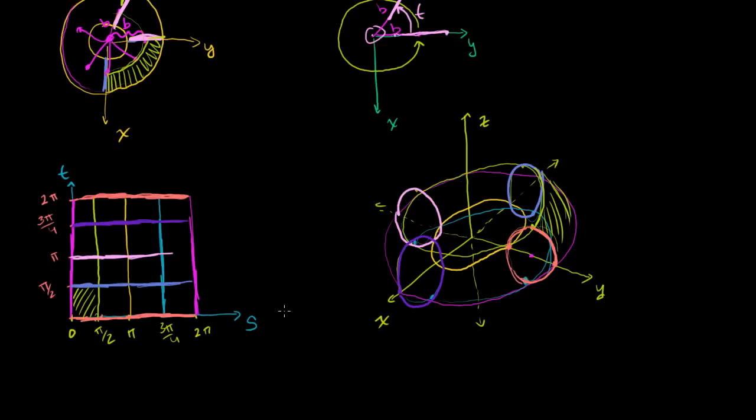How do you actually go from an s and a t that go from 0 to 2 pi in both cases and turn it into a 3-dimensional position vector valued function that would define this surface? We're going to do that in the next video.